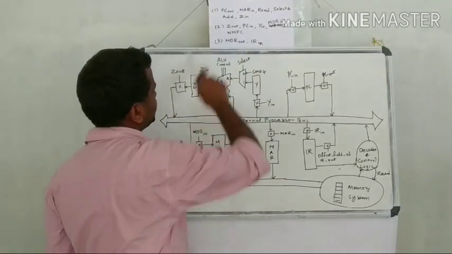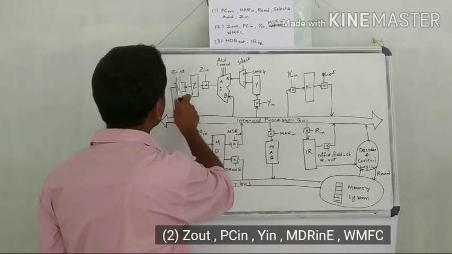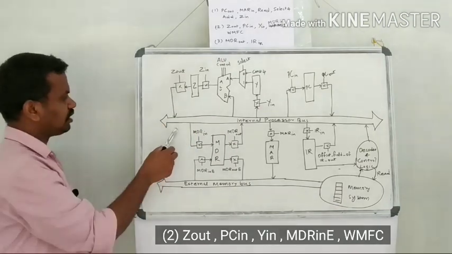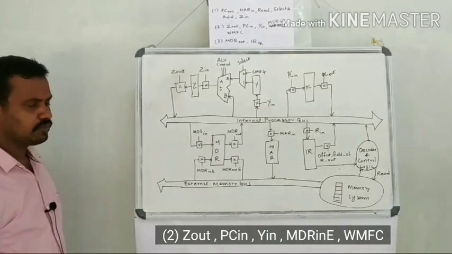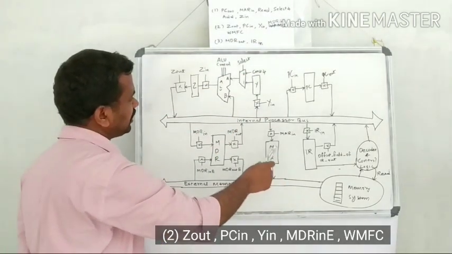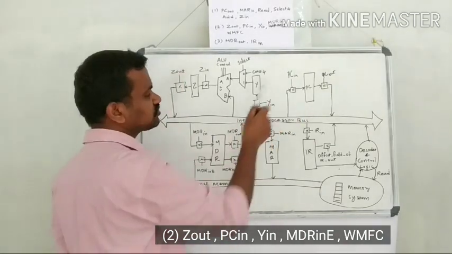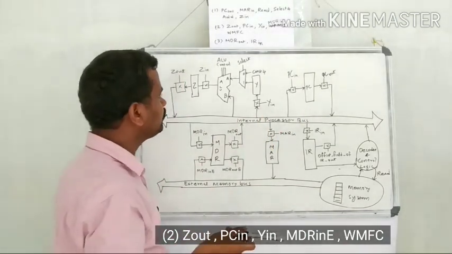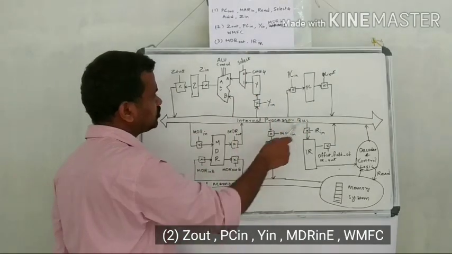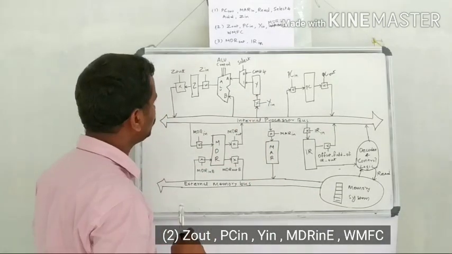Then during the next clock cycle, Z out is activated. That is, this signal is activated. So the value inside the Z register will be now available on the internal processor bus. Then PC in is activated. So that value will be captured into PC. That is, PC value is now updated, incremented by 4. Then Y in is activated. So the PC plus 4 value is captured into Y register also.